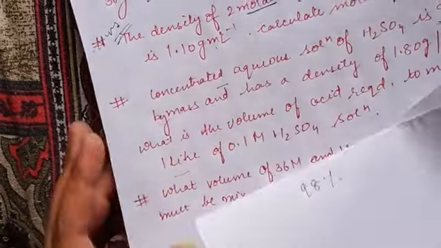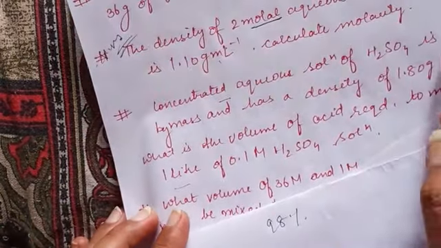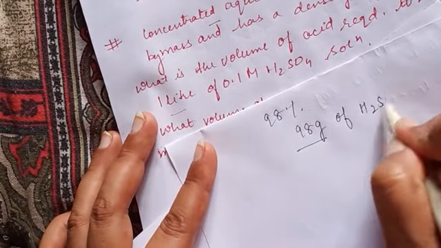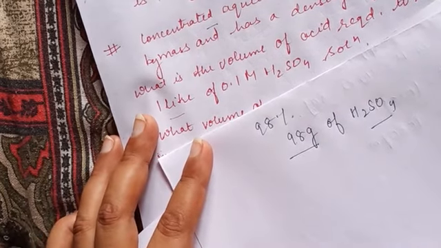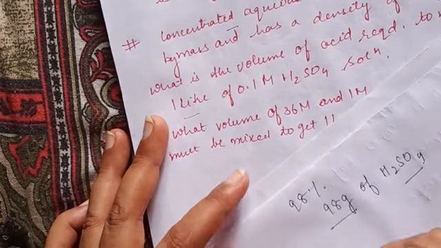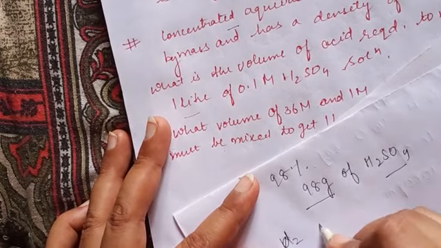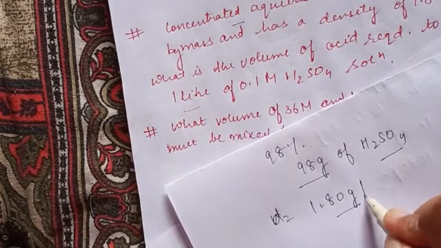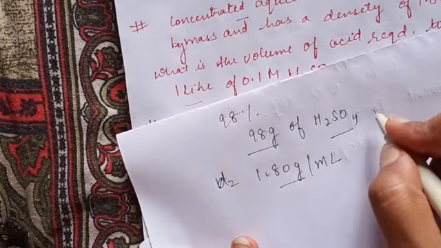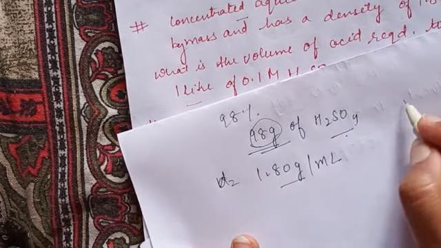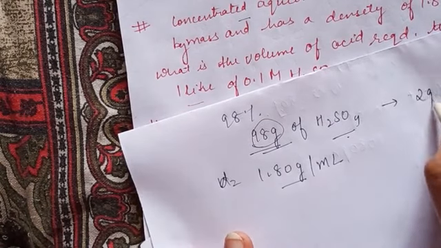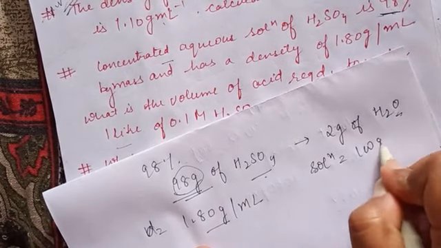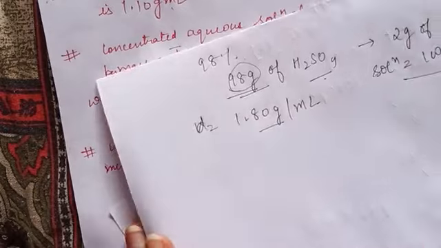98% by mass means 98 gram of H2SO4. The density is 1.80 gram per milliliter. This is the mass of the solute, and of course the water will be 2 gram of H2O, and the solution collectively will have a mass of 100 gram.